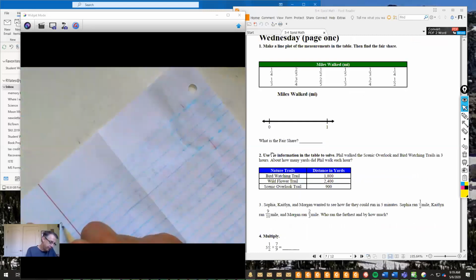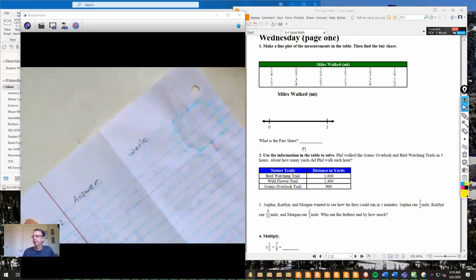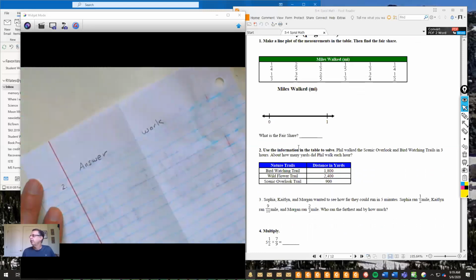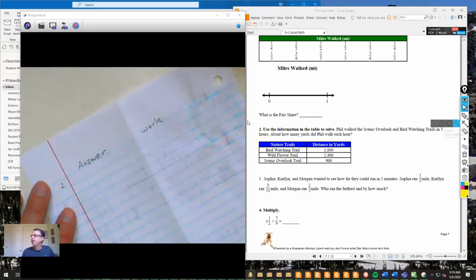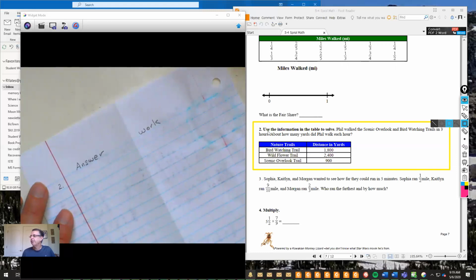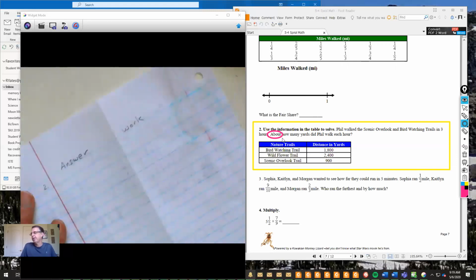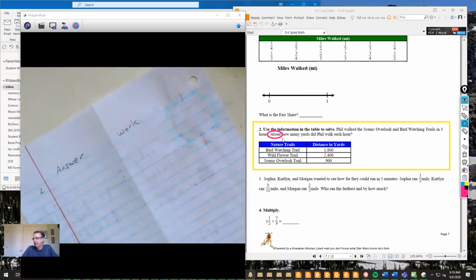Let me go over to the other side, put my answer and my work. We'll go ahead and take a look here. It says, use the information in the table to solve. Phil walked the scenic overlook and bird watching trails in 3 hours. About, ooh, there's that word, about. How many yards did Phil walk each hour? Now that about means that I'm going to be doing some rounding here and some estimating. So I want to keep that in mind while I work on this.